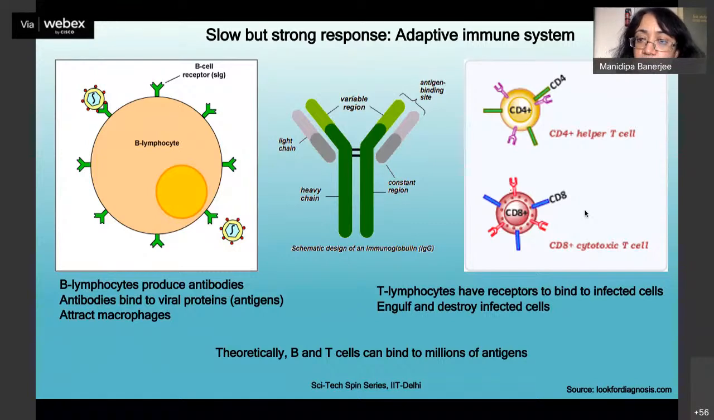Yes, so antibodies, I think everybody has heard of to some extent.